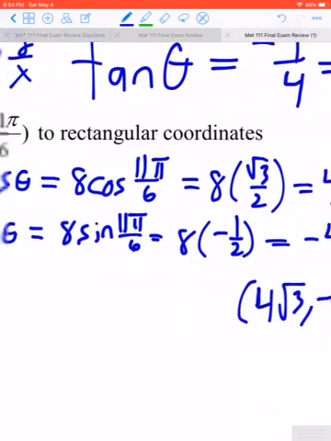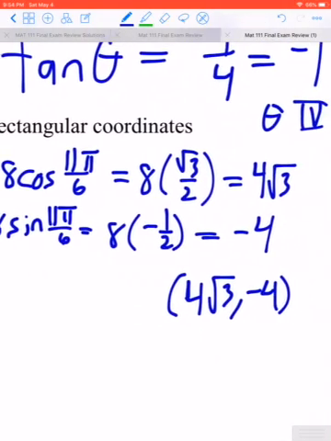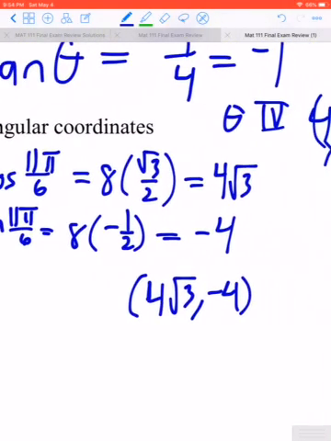The y value should be equal to 8 times the sine of 11 pi over 6, which is going to be 8 times negative 1/2, which is going to be negative 4. Now that we know our x and our y coordinate, we can put it in our point form. It's going to be the ordered pair 4 radical 3 comma negative 4 in rectangular coordinates.